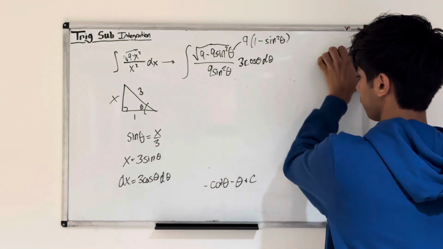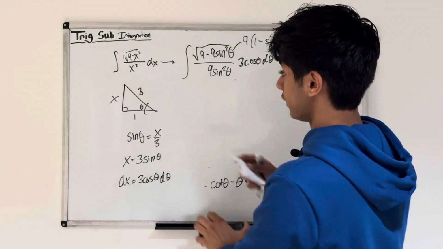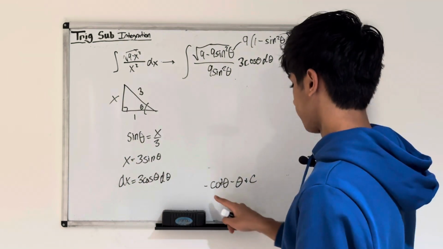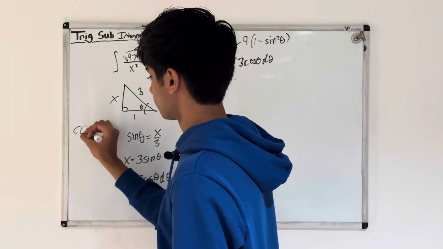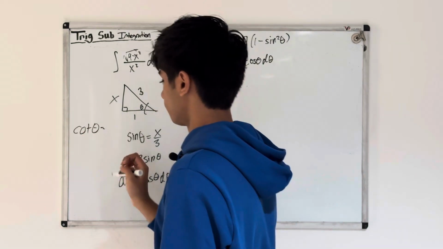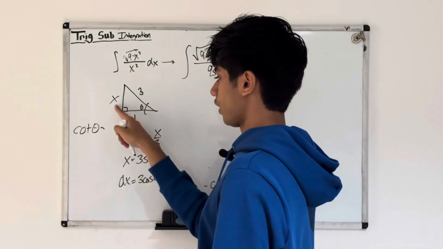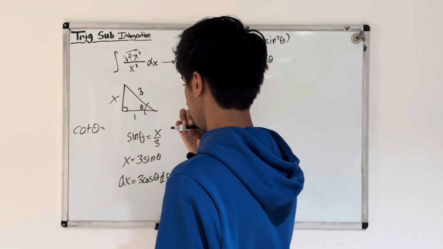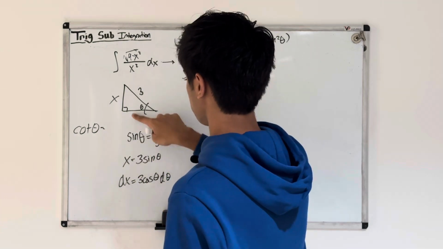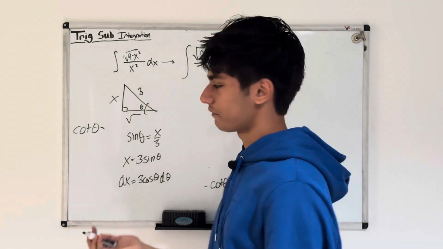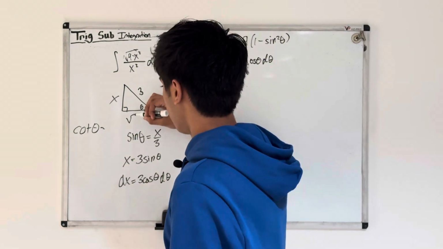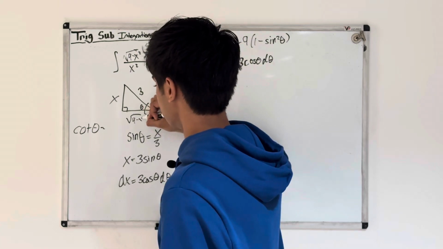But again, the issue is we want to get it in terms of x, because our integral is in terms of x. So we need to find what cotangent theta equals. Well, from here, cotangent theta is going to equal adjacent over opposite. So it's going to equal, oh, sorry, this shouldn't be 1. This should be, so this is x, this is 3. That can't be 1, obviously. It has to be the square root of 9 minus x squared.